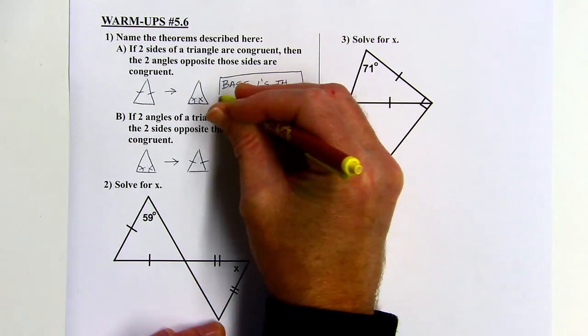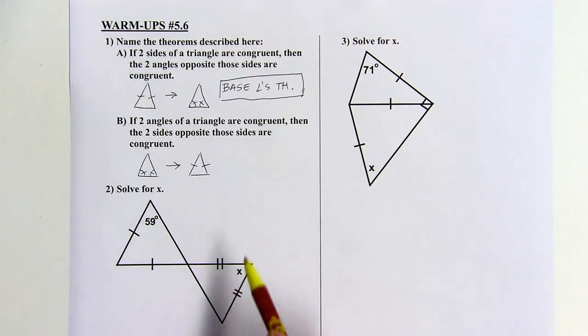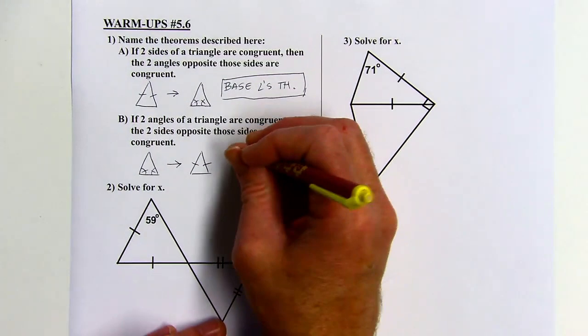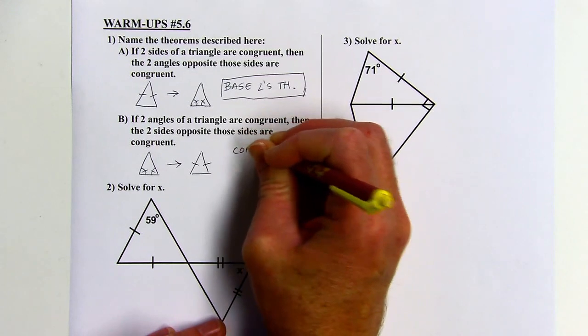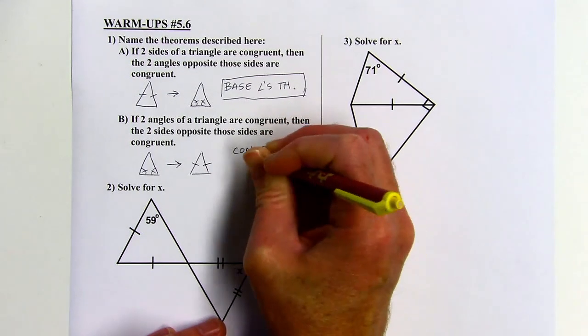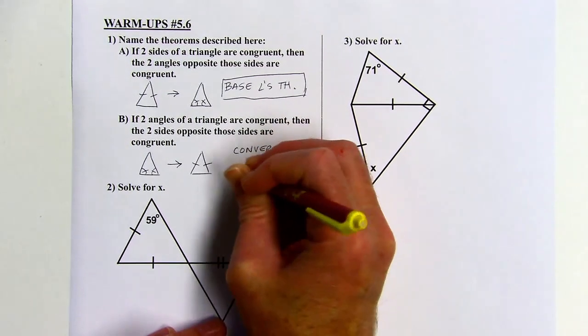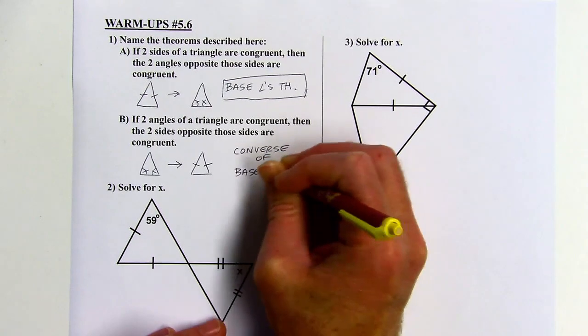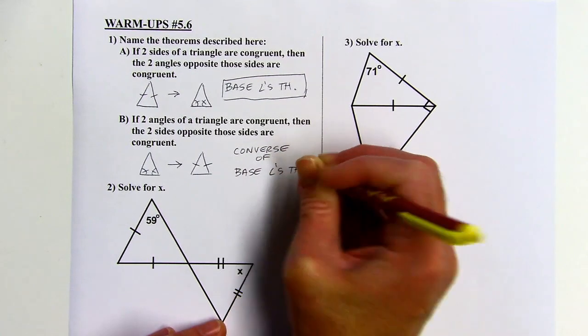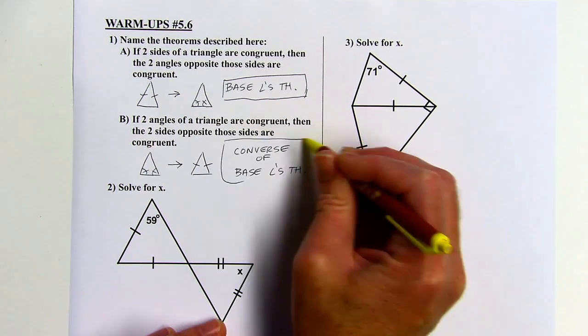I like to call it the isosceles triangle theorem, but that's what Big Ideas calls it. And then we have the converse of that same theorem here. Or you could call it the base angles theorem converse.